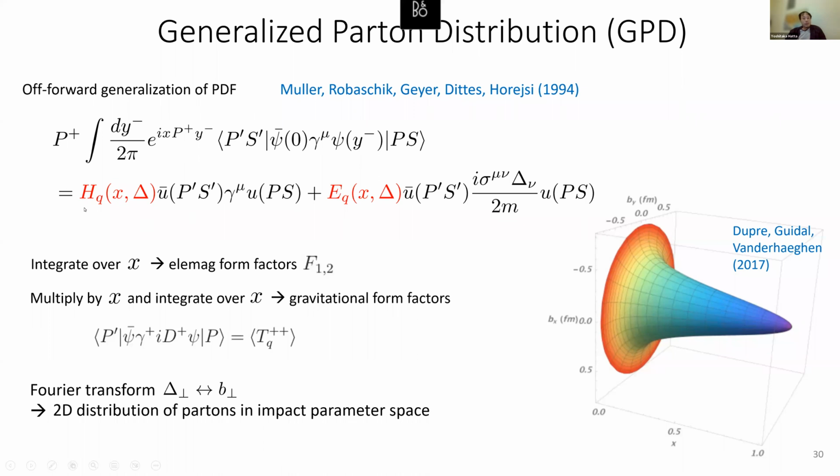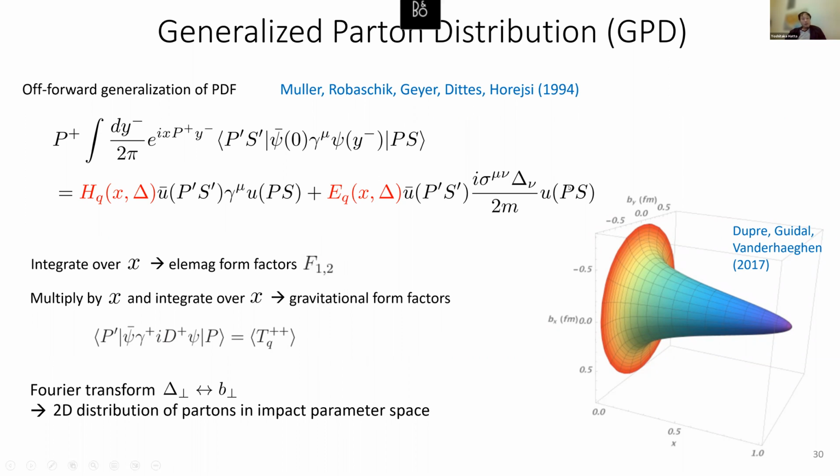You can think of these GPDs as a kind of densities for the form factors. If you integrate H and E over X, you get the electromagnetic form factors, the Dirac and the Pauli form factors F1 and F2. And if you first multiply by X and integrate over X, you get the so-called gravitational form factor, a matrix element of the energy momentum tensor. That's a very exciting topic right now, but of course this is not the topic of this talk, though there has been lots of discussion about the gravitational form factor in recent years.